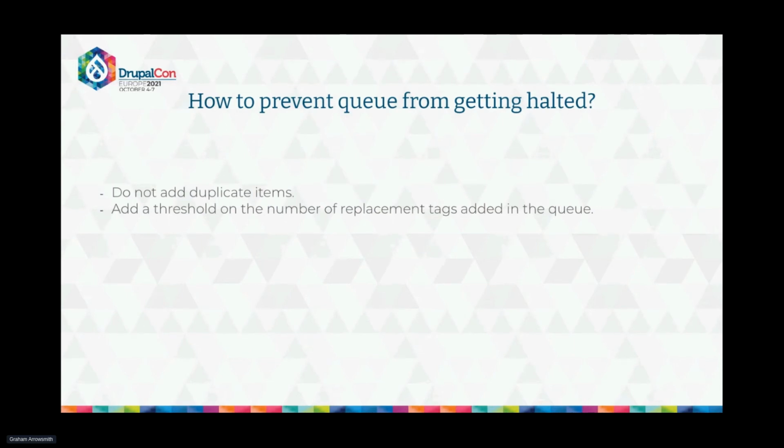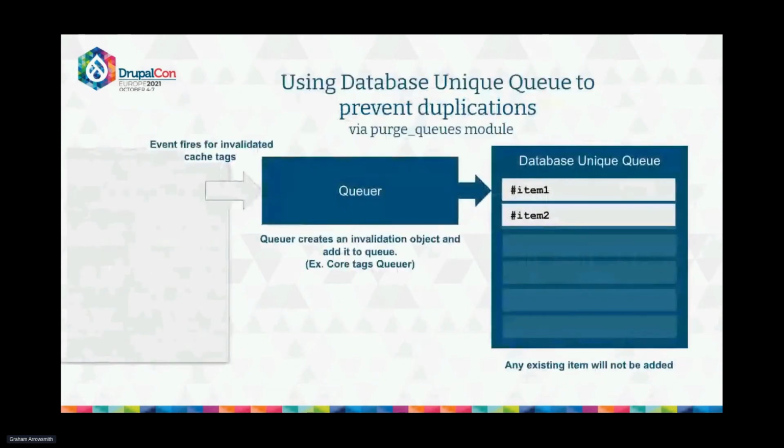Yep. So the first step we will look at is how to not add duplicate items to the queue. For that, we figured out that there is a module named Purge queues, which provides a unique key database unique queue, which can prevent duplication. When we enable this module and replace our simple database queue with this database unique queue, any existing item will not be added to the queue again. With this, we made sure that, first of all, no duplicates are added to the queue.